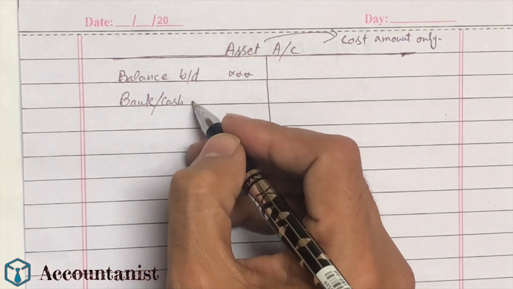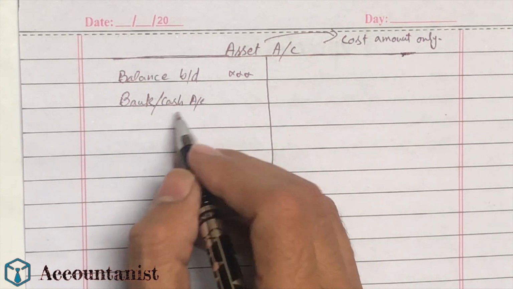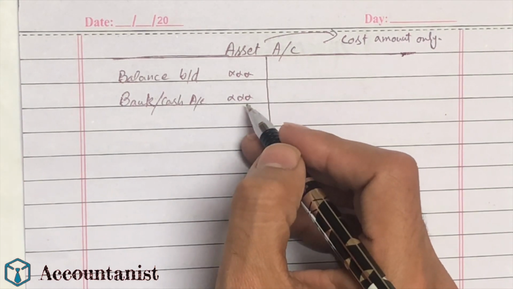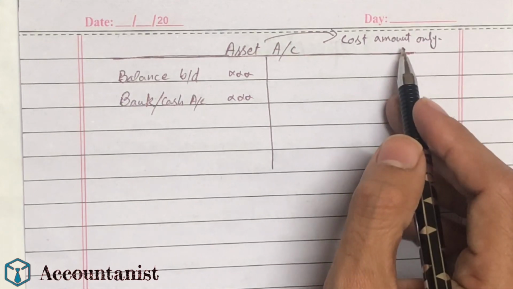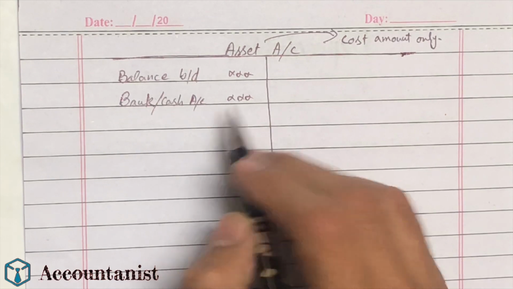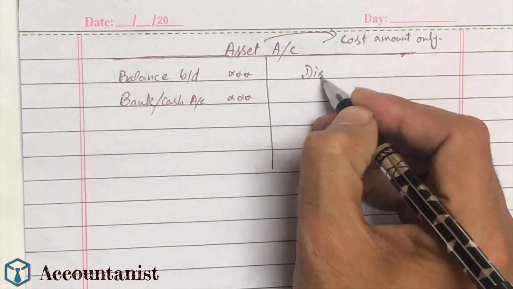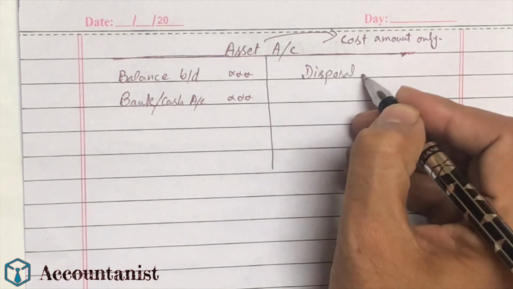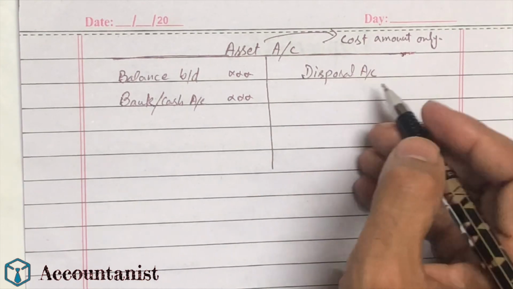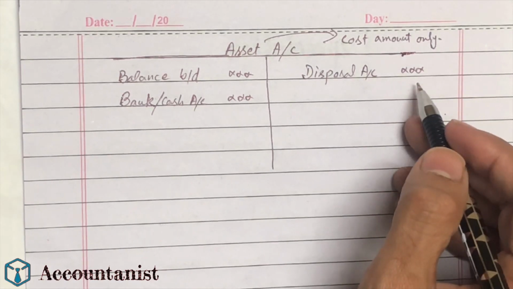The next thing, if we purchase any asset during the year, so we paid by check or cash for that asset, we'll write the name accordingly, like bank or cash account, and we'll write down the amount here. That's again the cost amount only: how much we paid for the new asset. The third entry that we can have in this account is the disposal account entry, meaning if there is any asset that we sold. Here again the amount will be the cost value of the asset sold.